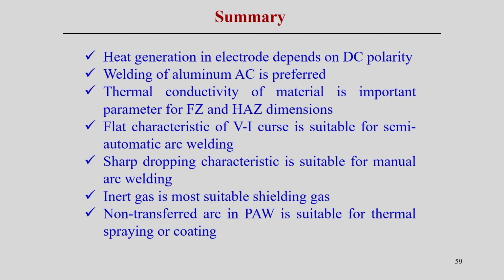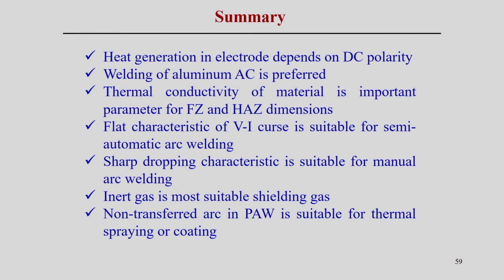Now, in summary of this particular module, heat generation in the electrode depends on the DC polarity. We have discussed the different polarities associated with a welding process, that means whether it is electrode positive or electrode negative, and accordingly we can choose the polarity. For welding of aluminum, AC is preferred, where cleaning action is required because of the low melting point oxide, so we normally use AC current. Out of the different properties, the thermal conductivity of the material is the most important parameter that defines the fusion zone and heat affected zone dimension. Other parameters have some influence, but thermal conductivity is the most influencing parameter.